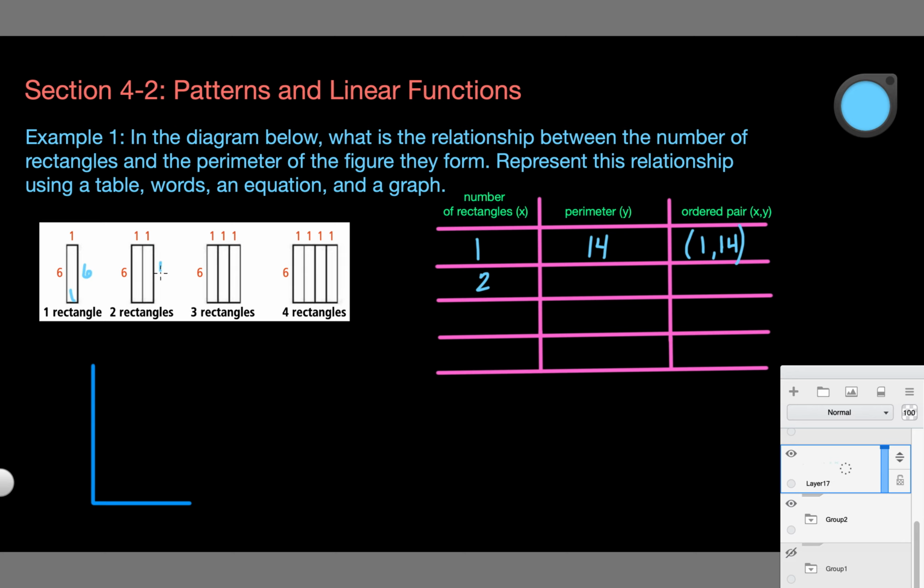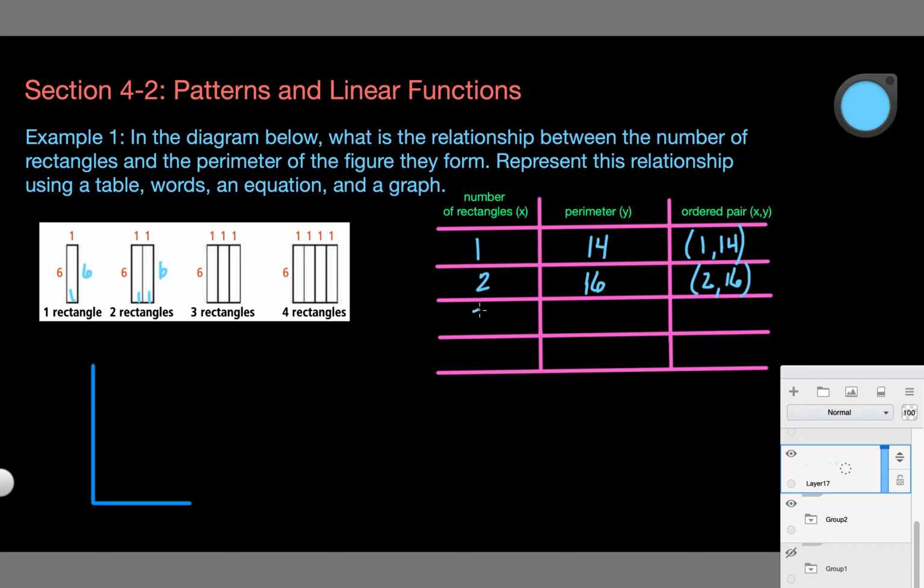So now, if we look at the next picture, it's two rectangles. So here we know we have another 6 here, and we have a 1 here and a 1 here. So we'll have 12, 13, 14, 15, 16. So it only changed by 2. And this point would be 2, 16.